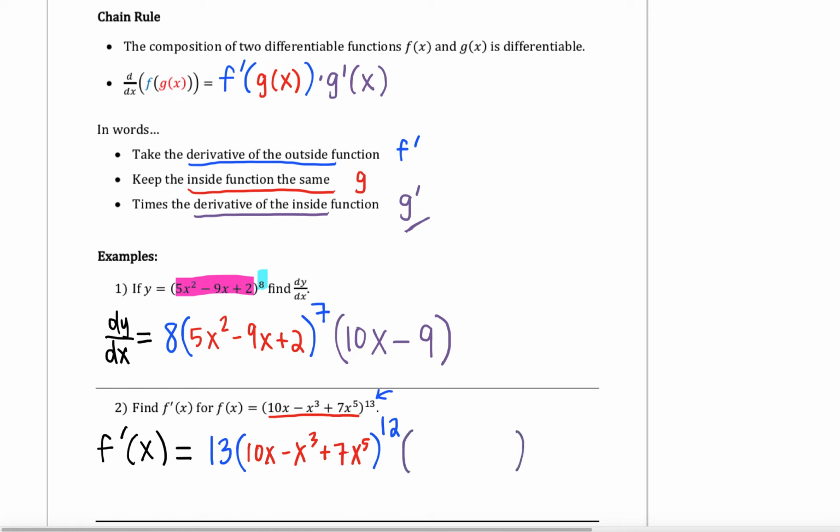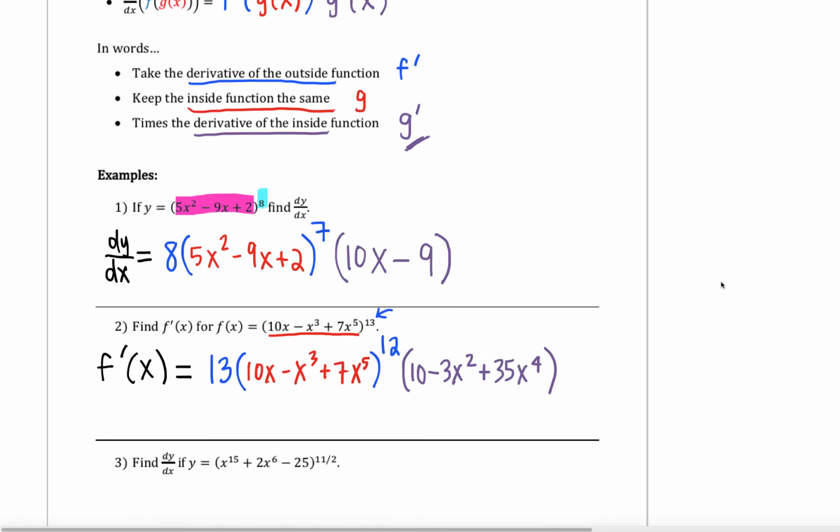derivative of the inside. So to take the derivative of the inside, derivative of 10x would be 10, minus derivative of x cubed would be 3x squared, plus the derivative of 7x to the 5th would give us 35x to the fourth. And all of that is in parentheses because that is representing, again, our g prime, or the derivative of the inside function. Let's look at some more examples.